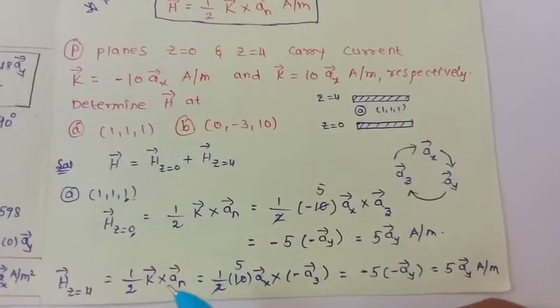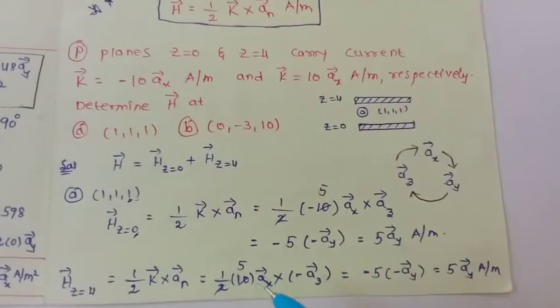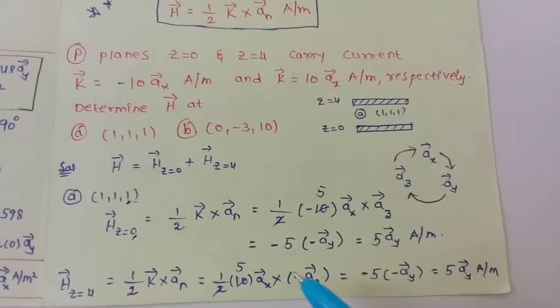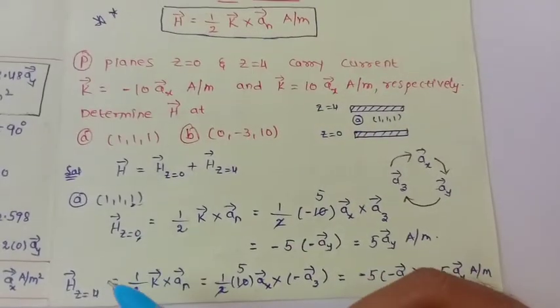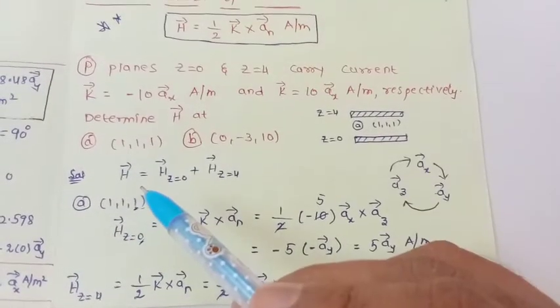Is it clear? Then here the k value is what? Positive 10. Unit vector along x direction cross, it is downwards, therefore negative. Is it clear? In this way you find out this, and you can find out this. By adding these two you have the magnetic field intensity.